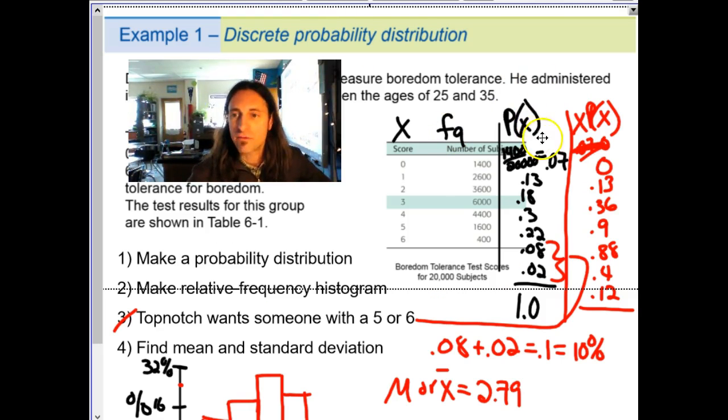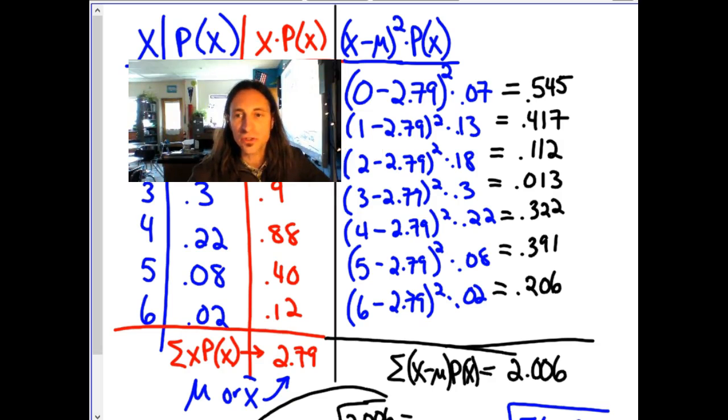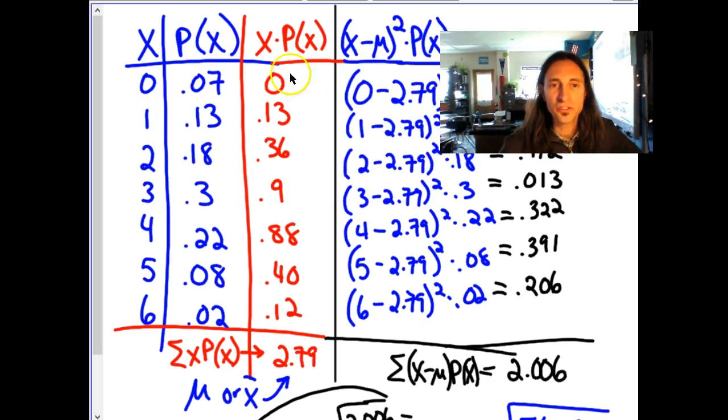So, again, I've multiplied each x value by the probability, added them up, and I got 2.79. That's what you're looking at here as well. So what you can see is I've rearranged these columns. I got rid of the frequency and just kept the probability. I've multiplied x by the probability for each value of x and then added them up. So this is my mu, or my x bar.